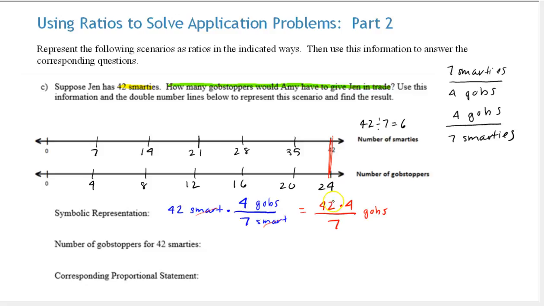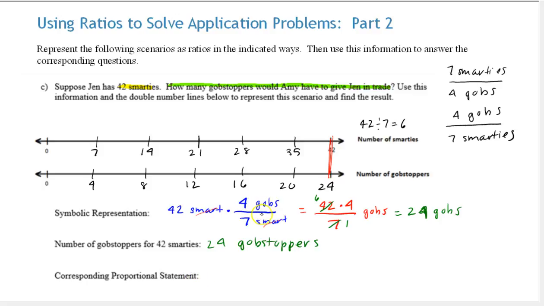Here's 42 divided by 7. I'm going to divide them both by 7. This cancels to 1, and this is 6. Remember, that was the 6 we got up here. And then you multiply 6 by 4, so we have 6 copies of 4 to give us the 24 Gobstoppers. Okay. So the number of Gobstoppers for 42 Smarties is 24 Gobstoppers. Sorry, that doesn't look like a 4. I'll fix that. 24.